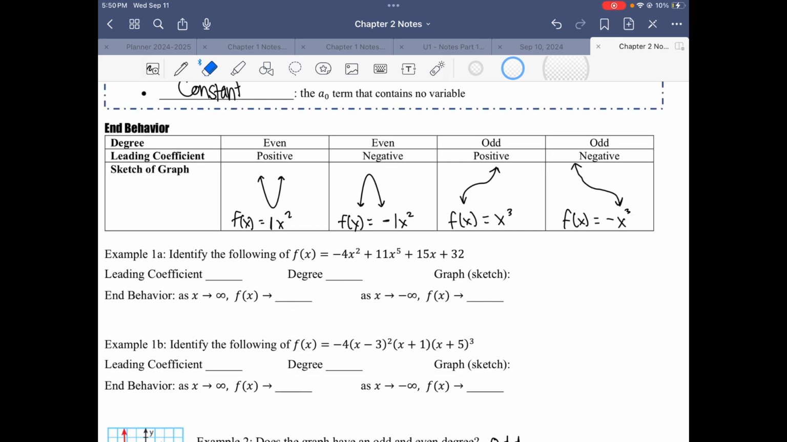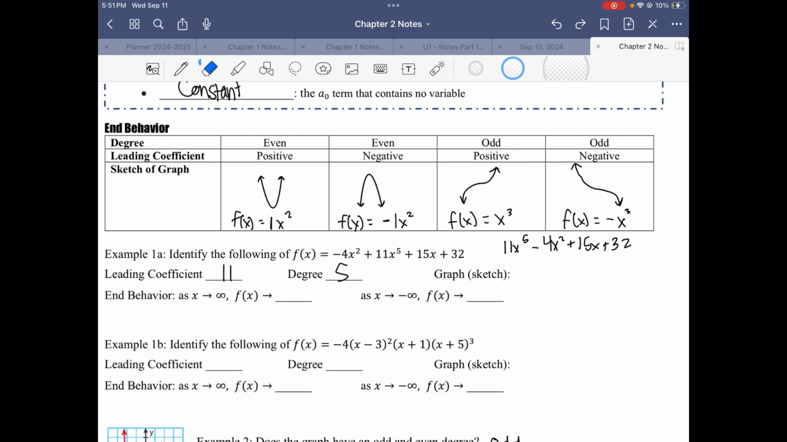Next we have the following polynomial, and it wants us to identify some of these traits that we just talked about. So the first thing I'm noticing is that the highest power is not coming first. It is not our leading coefficient right now. So I'm going to go ahead and fix that. I'm going to rewrite this as 11x to the fifth minus 4x squared plus 15x plus 32. Now that I've done that, it's far easier for me to see our leading coefficient is just 11. Our degree is just 5. They both come from that leading term.